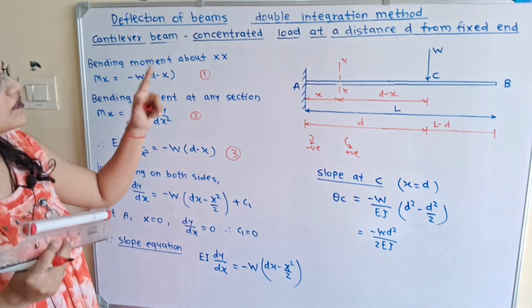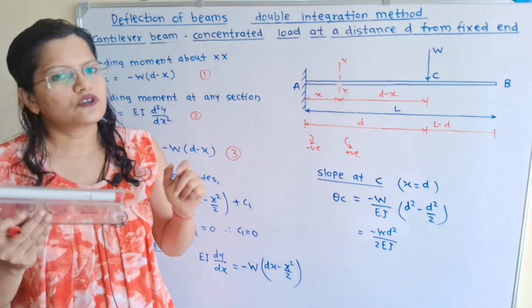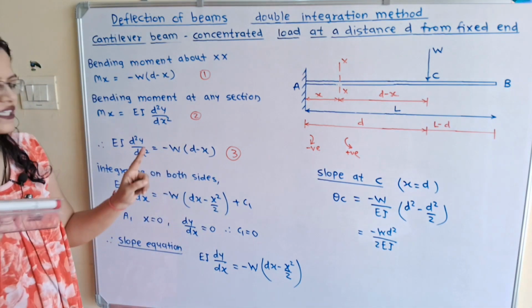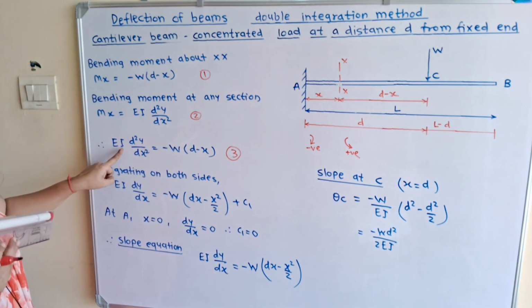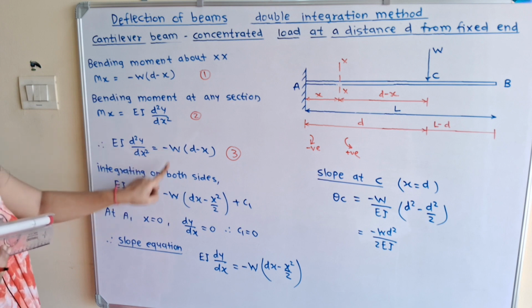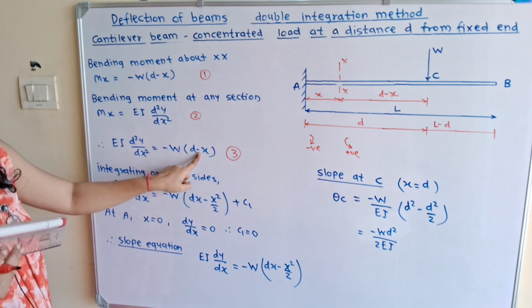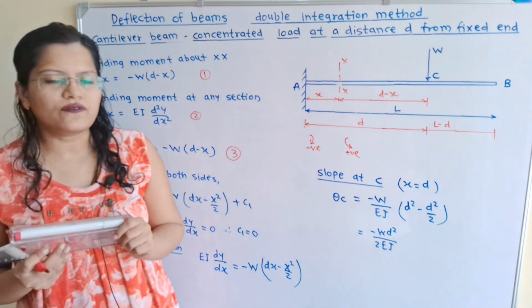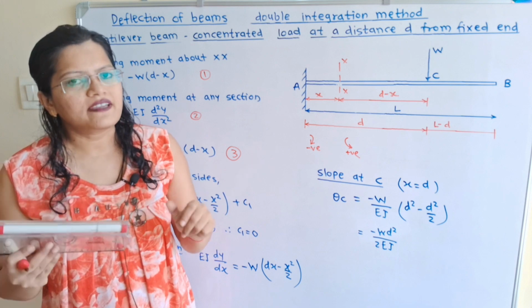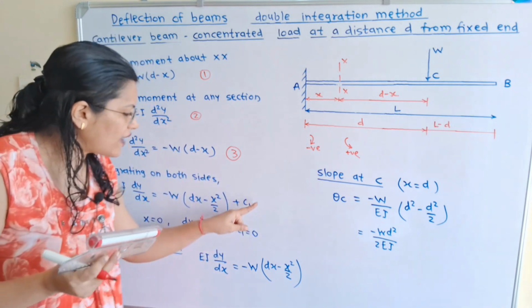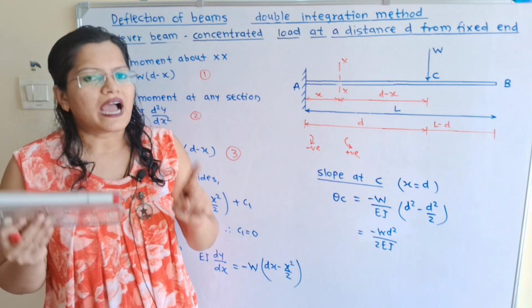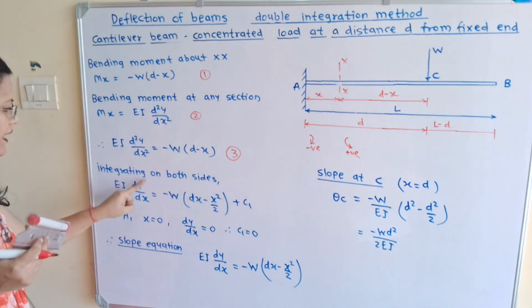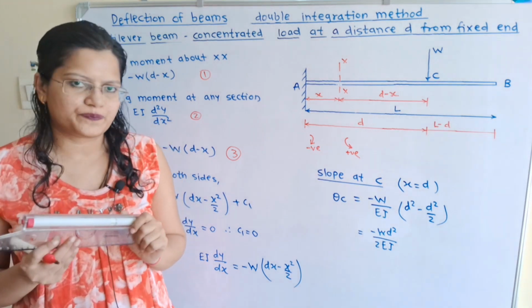Now we are going to use the double integration method. To find the slope equation, we take the first integration on both sides. So EI dy by dx is equal to minus W, (dx minus x square by 2) plus c1, where c1 is the constant of integration. To find the value of c1, we will apply the boundary conditions. If we observe this equation, dy by dx is nothing but slope.